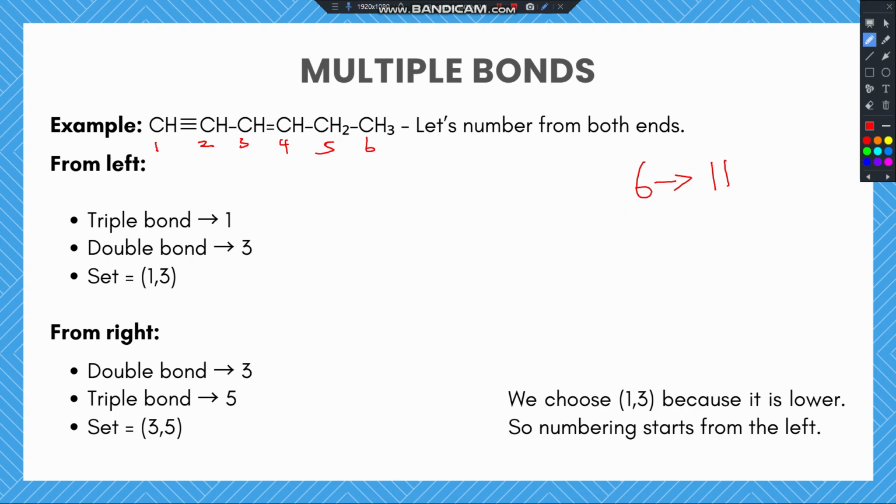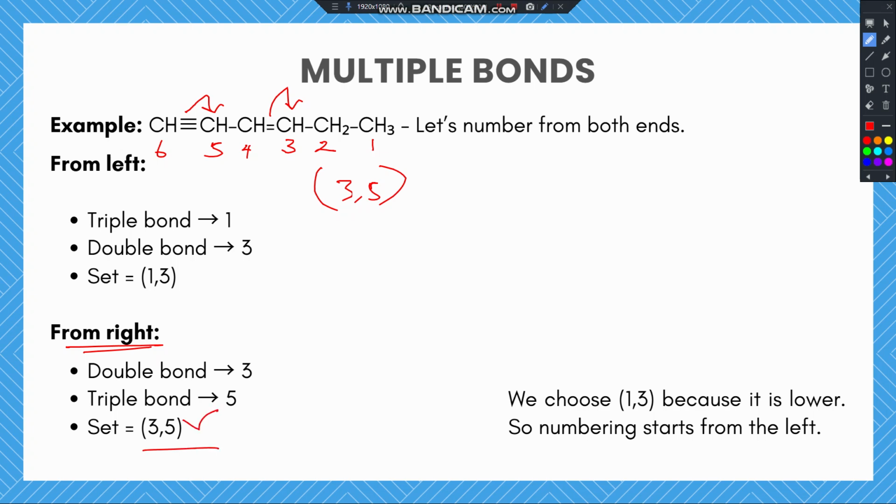Now, the next thing to do would be to ask ourselves, what direction are we numbering from? We have both a double bond and a triple bond. Now, in this case, if we number from the right to the left, this is 1, 2, 3, 4, 5, 6. So numbering from the right, the double bond will be at carbon number 3. Let's indicate that. And the triple bond will be at carbon number 5. Let's also indicate that. 3 and 5. You can see the set 3, 5.